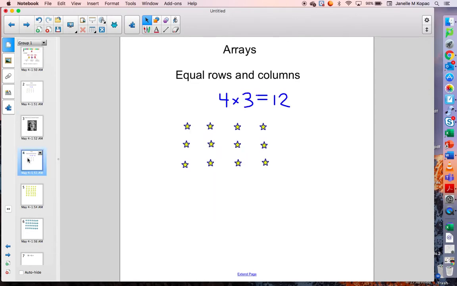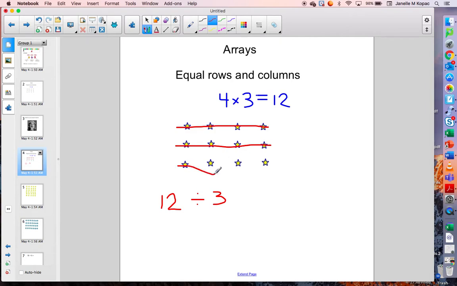So let's go back to this array for 4 times 3 equals 12. Since multiplication and division are related, I can use this array to show a division problem. So remember, division, we start with the big number, 12. There are 12 stars in all. I can break this 12 into 3 groups. Right here they are. Here is group number 1, the top row, group number 2, the middle row, and group number 3, the bottom row. So there are my 3 groups. And if we look at each group, we can see how many stars are in each group. 1, 2, 3, 4. So 12 divided by 3 equals 4. That array helped me show the division problem.